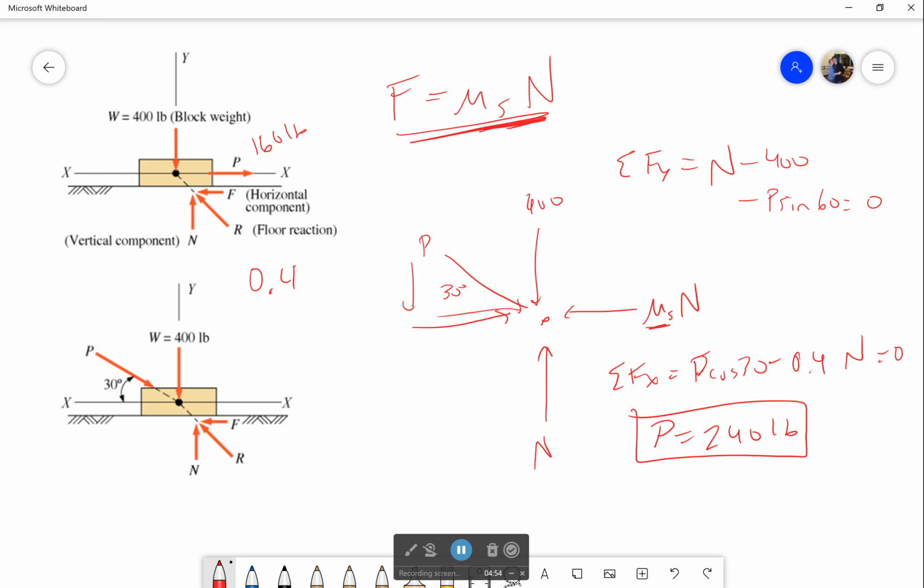Okay, so with that, we have solved this problem. We figured out what the load is in either case to cause motion. If I go anything above this, it'll cause motion.